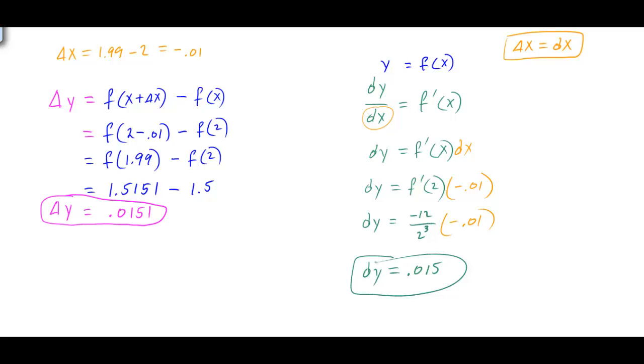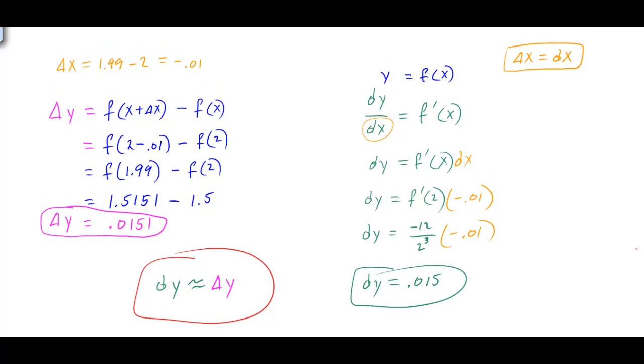Now, if we compare this, isn't that very close to the actual change in y, which is 0.0151? So what we're going to find out is this differential dy is a way that we can approximate the actual change in our y. Again, this leads into the next video talking about these differentials. Our delta x is equal to dx, our differential dx, and we want to find this dy, the differential of y, which is a very good approximation for the actual change in y.